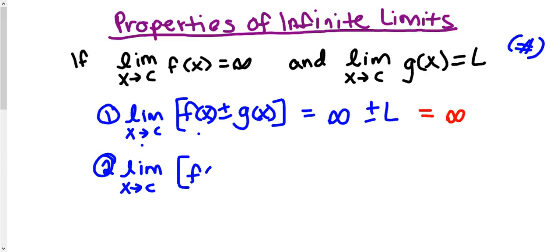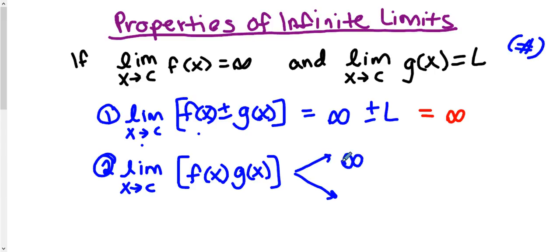Our second one is the limit as x approaches c if you multiply. So we have f of x times g of x. This can be two things, okay? Because we can have infinity times a positive L, or we can have infinity times a negative L. That just changes the sign. So multiplying it won't change it from infinity. These just tell us if it's going to be positive infinity or negative infinity.